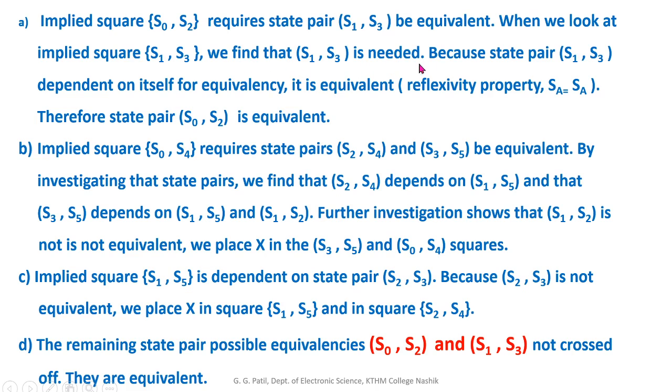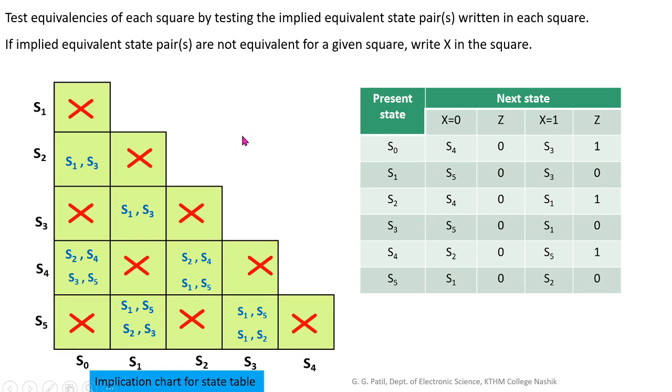That is what we discussed, because state pair S1 S3 is dependent on itself for equivalency. It is equivalent according to the reflexivity property here. Therefore, state pairs S0 is equivalent to S2. Let's check the previous slide.